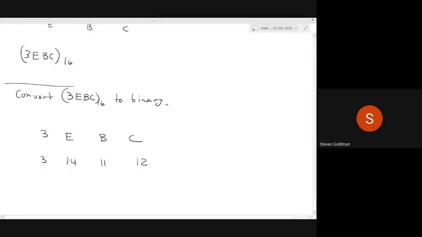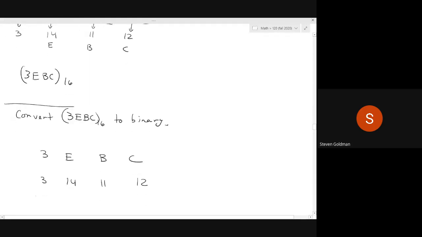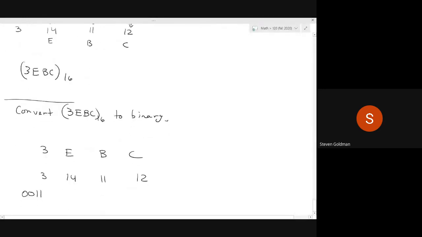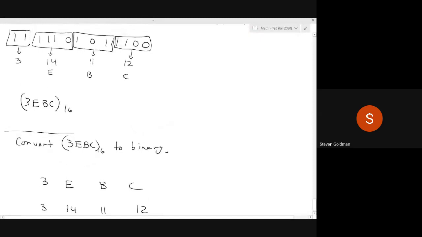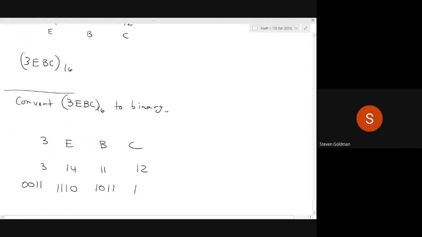I would convert each of these into a binary number so that it's a block of 4. So 12, I would write out as a binary number, 11 as a binary, 14 as a binary, 3 as a binary, written out as blocks of 4 numbers. So 3 would be 0011. 14 would be, what is it? 1110. 11 is 1011. And then 12 would be 1100. And that would be it. That is a binary number.